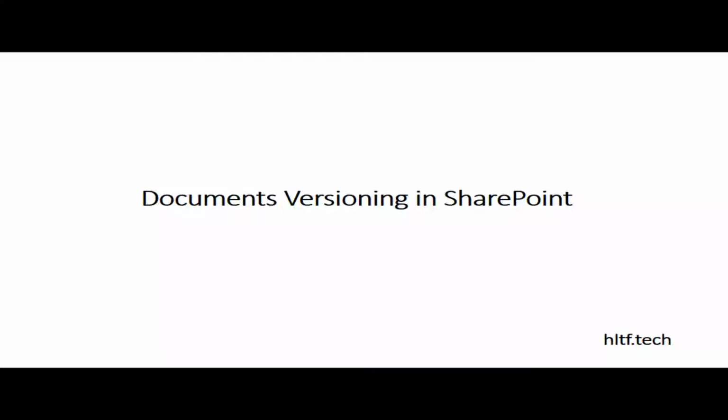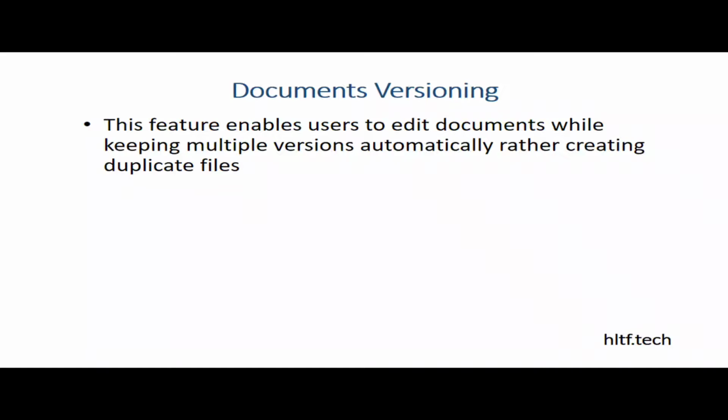SharePoint. What is its purpose, what are its benefits, and how can we configure it? First of all, document versioning is a feature that is available in your SharePoint environment as an out-of-the-box solution. This feature enables users to edit documents while keeping multiple versions automatically, rather than creating duplicate files.